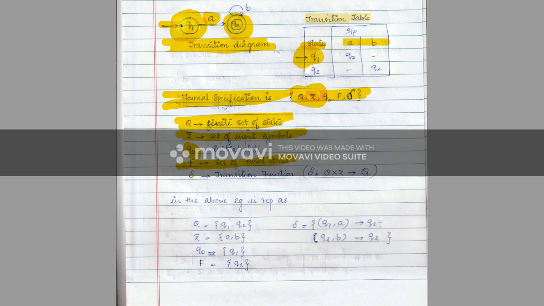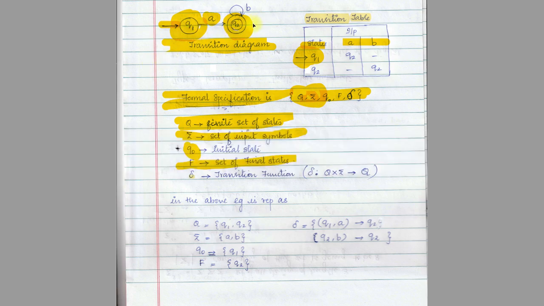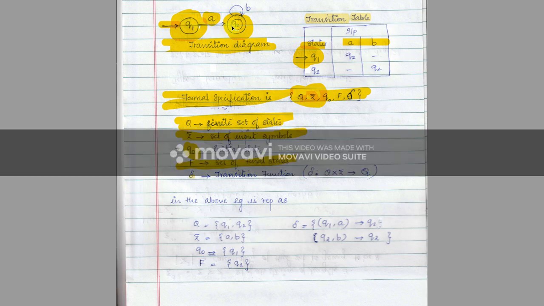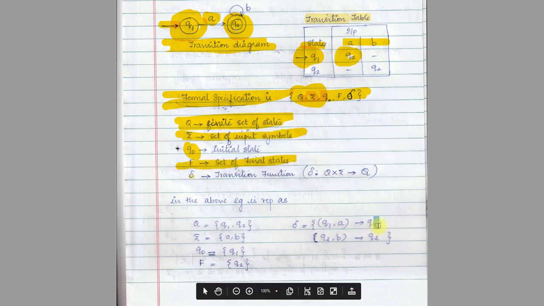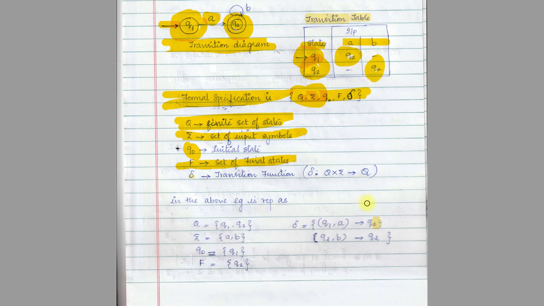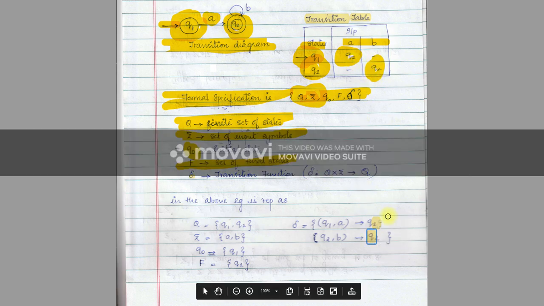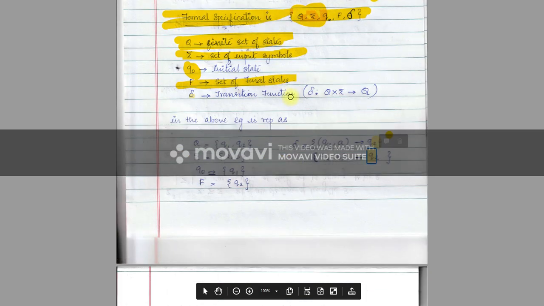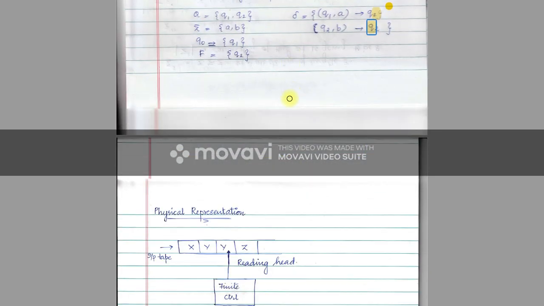In this transition diagram, the set of states is Q1 and Q2. The input symbols are the set A and B. The initial state is Q1, and the final state is Q2. And what about the delta function? For Q1 with A, I have a transition to which state? Q2. So Q2 is represented over here. And for Q2 with input symbol B, I'm in which state? Q2. So that is the transition function.